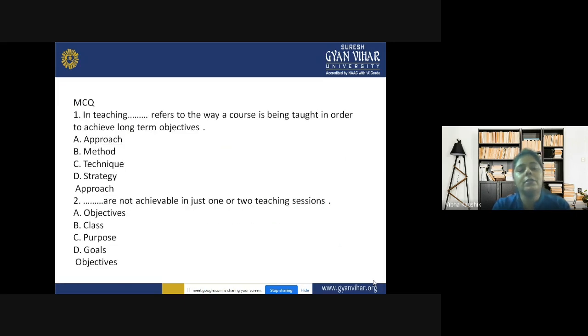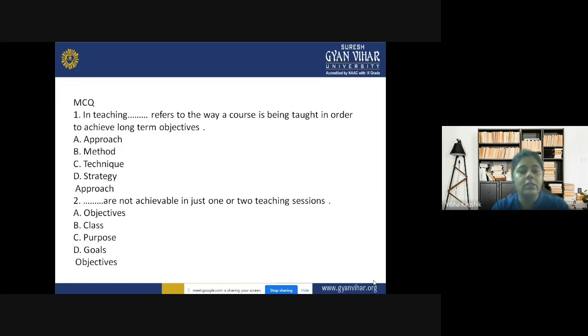Now let us discuss some MCQs, as MCQs are among the best tools to know the learning outcomes of the learner. In teaching, dash refers to the way a course is being taught in order to achieve long-term objectives. The options are A, approach; B, method; C, technique; or D, strategy. So these are the options, students. Now you have to select the correct answer on the basis of the given choices.